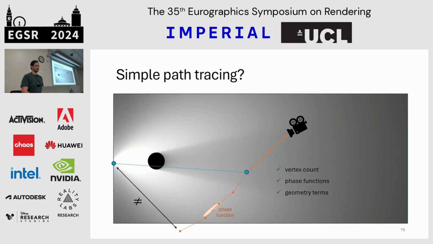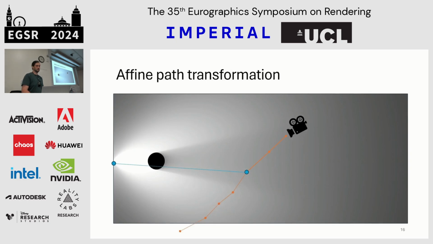So our key idea here is to fix that: transform the path in a way that preserves all the important sampling properties of the path, but ends up at the point that we want to connect to. We do this by first rotating the path around the starting vertex and then scaling it to match the distance between the starting vertex and the light source vertex.